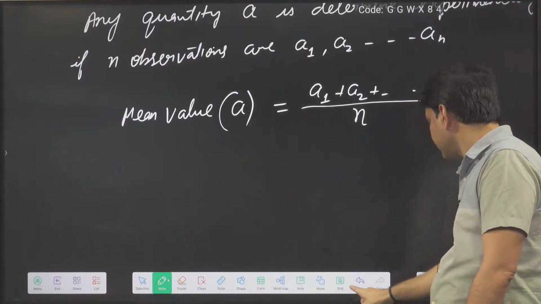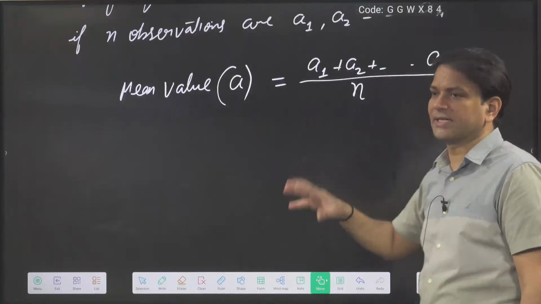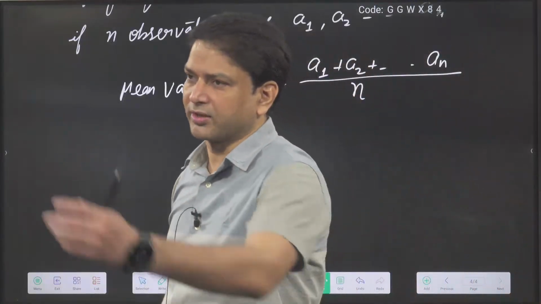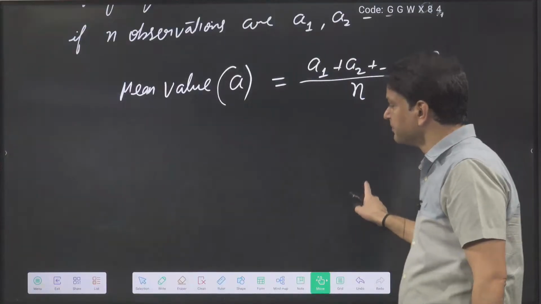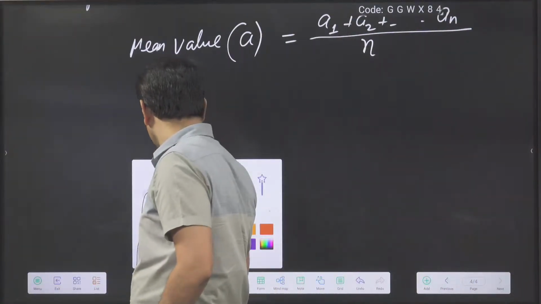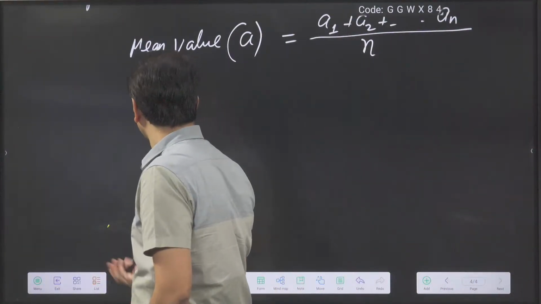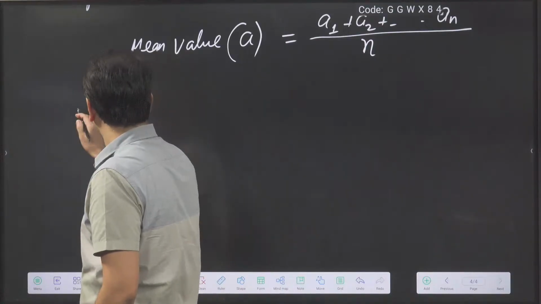Completed. So what I said: if the true value is given, then it is okay. Otherwise, whatever we are getting here, that we will take as the true value. Okay. Then the next thing, absolute error.